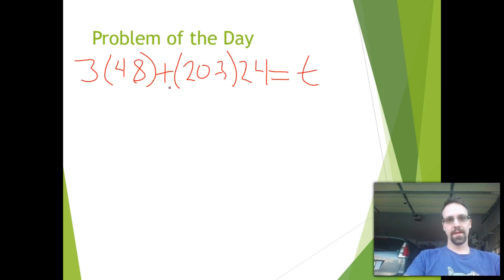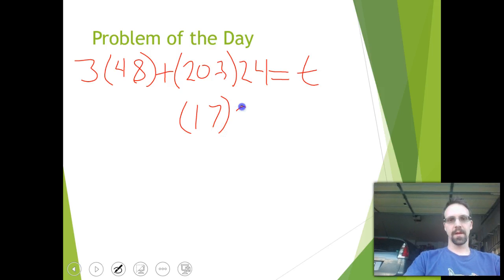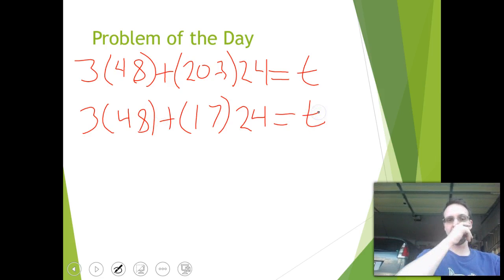Oh, okay. 20 minus 3 is 17. Bring everything else down. Then I have 17 times 24, plus 3 times 48. All right. So T is the total number of treats. All right, next thing I do is multiplication, left to right. That may be backwards because I forgot if I mirrored the camera or not. So left to right, 3 times 48 is still 144.